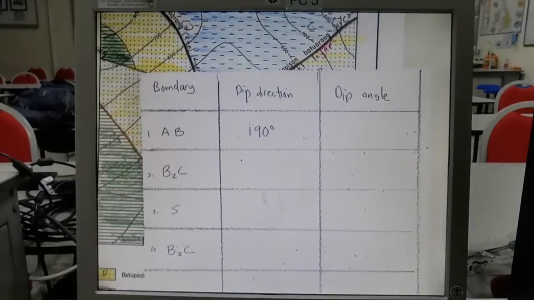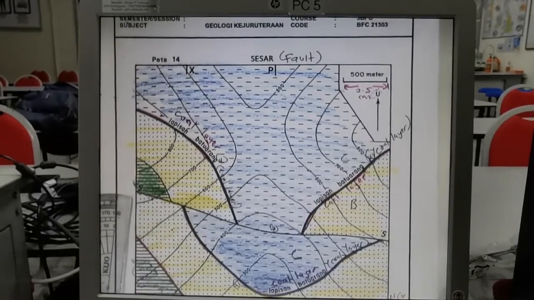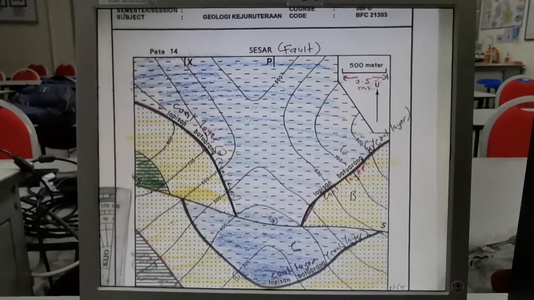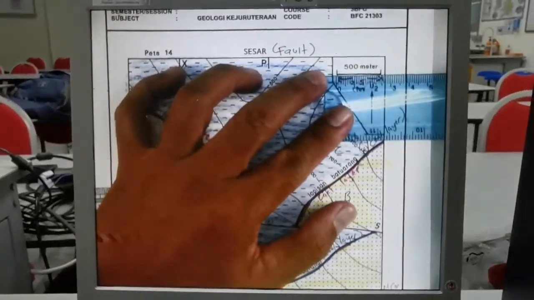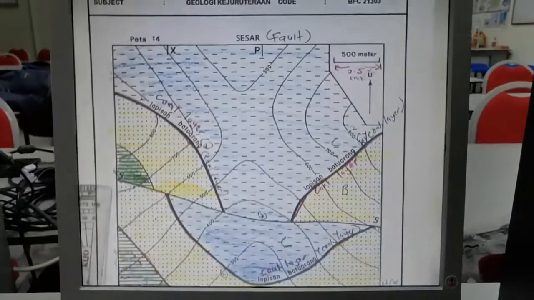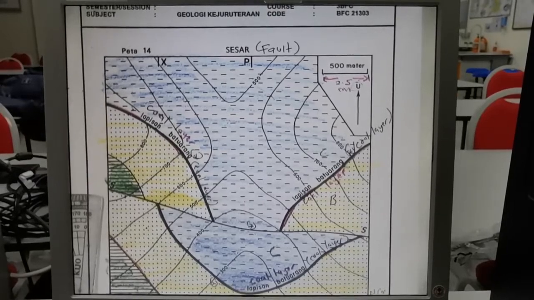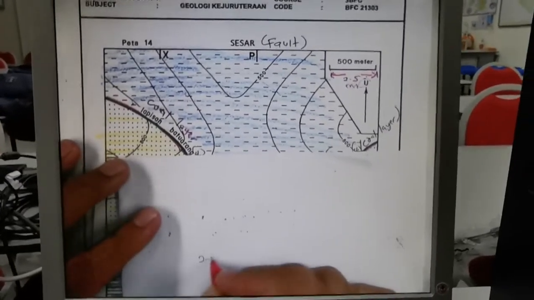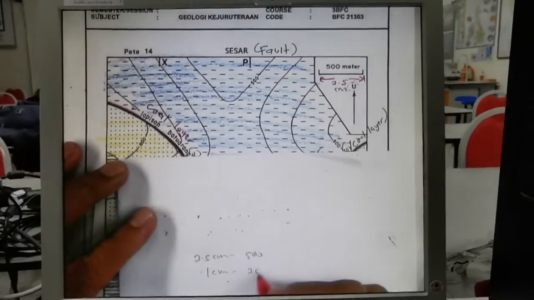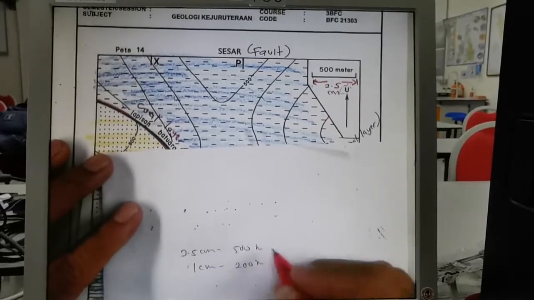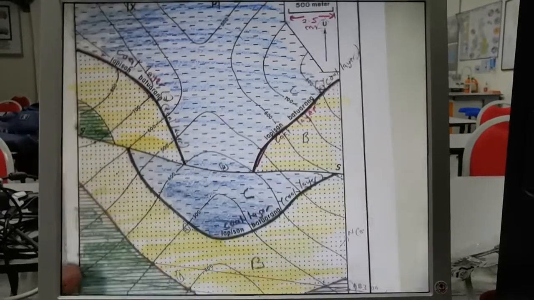What is our dip angle? It is similar to last week. We have to measure the horizontal scale, which is here. The measurement is 2.5 centimeters, equivalent to 500. So 1 centimeter is equivalent to 200 meters. One cm on the map is equivalent to 200 meters on the ground.